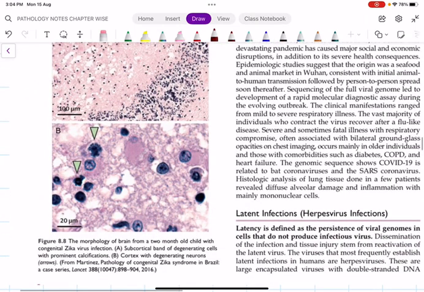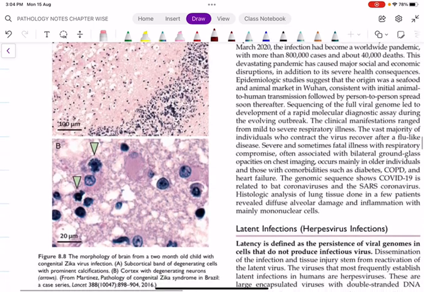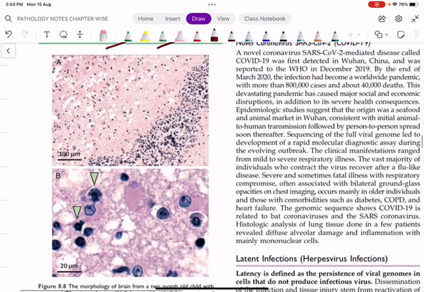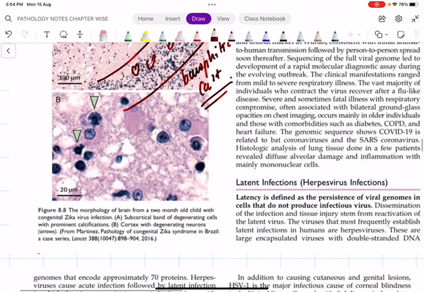See, this is the morphology of a brain from a 2-month-old child. You can see the blue color, the basophilic structures. These basophilic structures you are seeing are calcification. Calcium stains basophilic in normal H&E staining. And you can see this is the cortex with the degenerating neurons.